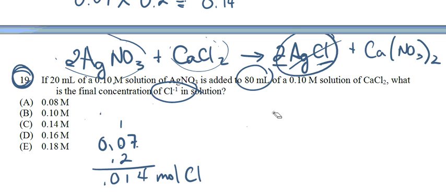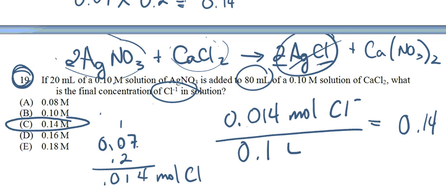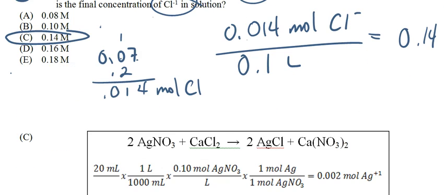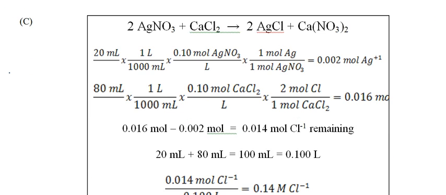Now that I have my number of moles, 0.014 moles of chlorine, what is my total volume? 20 plus 80, 0.1 liter. So I should have a 0.1 molar. Hopefully. And again, that did take quite a bit of time. Okay. And there are the steps, in a cleaner fashion. Sorry about the chicken scratch.